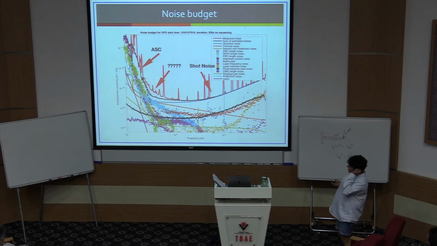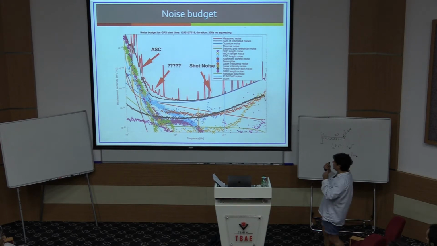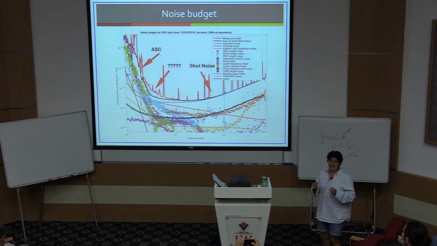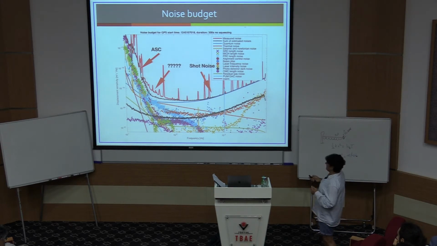Now, this is a very, very busy plot. I just want to put it up here because I feel like you are equipped to look at it now. Why do I say that? Well, first of all, you know how to read amplitude spectral density versus frequency. And some of this long list of noise sources you actually know about. The red is what we measure. The black is the sum of all these noises. The blue is the quantum noise. And then you can see this whole list in the dots and crosses.